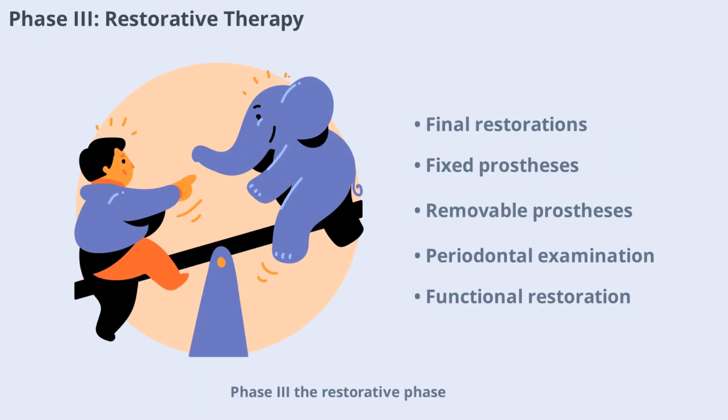Phase 3, the restorative phase, focuses on finalizing dental restorations and prosthetic devices. This includes the placement of fixed and removable prostheses, such as crowns, bridges, and dentures. The goal is to restore function, aesthetics, and comfort for the patient.